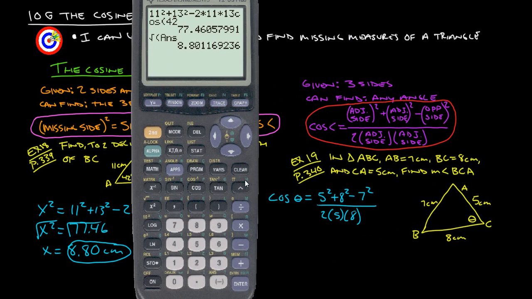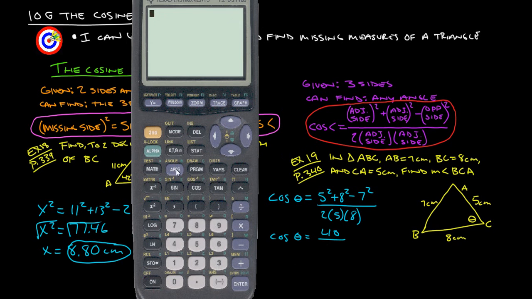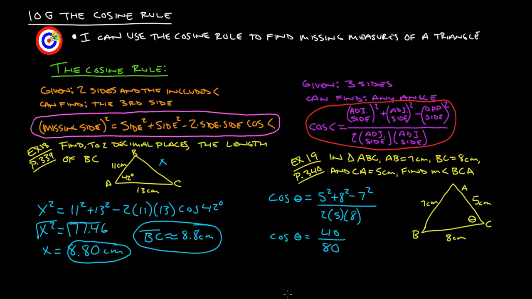Just to help us not make mistakes, let's do the numerator and then the denominator, and then we'll find the cosine of that. So 5 squared plus 8 squared minus 7 squared gives us 40. So we have cosine theta equals 40 over 2 times 5 times 8, which is 80. So now we have cosine theta equals 40 over 80.